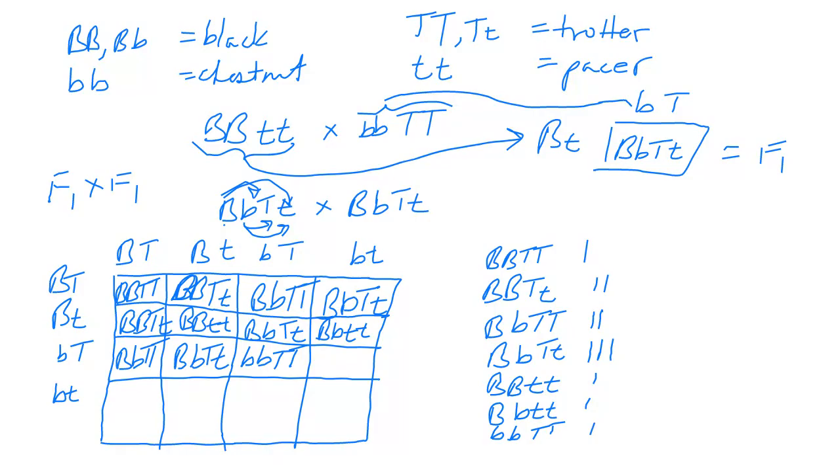Got one of those. Little b, big T, little t. So we already, I don't think we have one of those. Big B, big T, little t. Yeah, we got that. Big B, little t. So big B, little t.